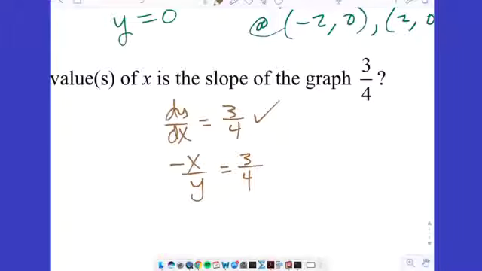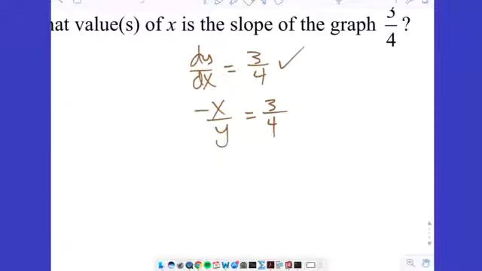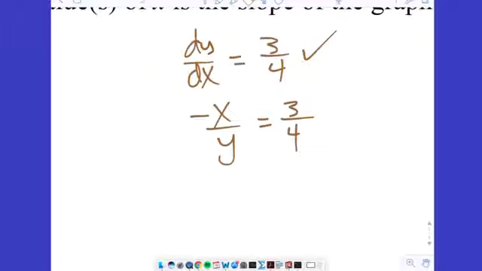Now, in this case, can we just go straight across and say, let x equal negative 3 and y equal 4? No, because x may not be 3 and 4. There are infinitely many ways to get 3/4 from a ratio, right? 3/4 could actually be 6/8, or it could be 4.5 over 6. So we can't just assume that x is 3 and y is 4. But because we now have one equation with two unknowns, we can't solve it as is uniquely for a single solution. So whenever you set your derivative equal to something and you still have two unknowns, what you're going to do is solve for either variable.